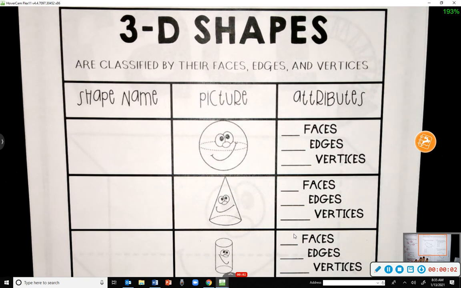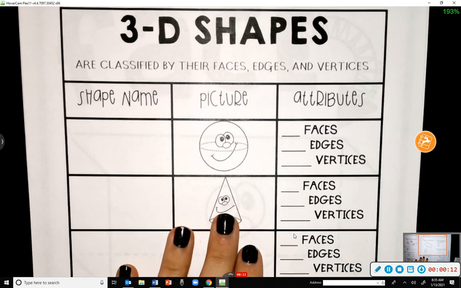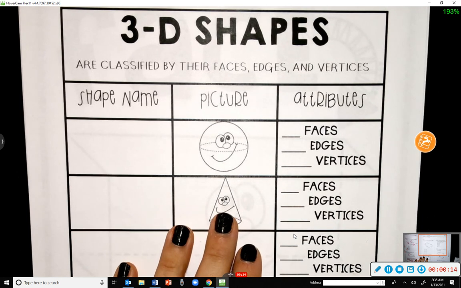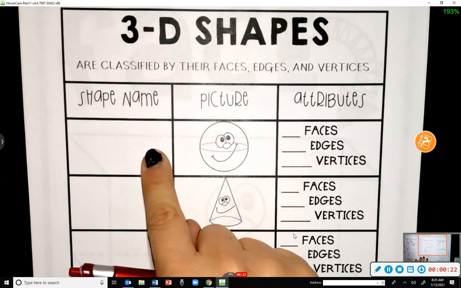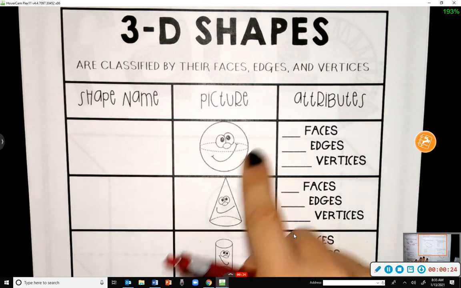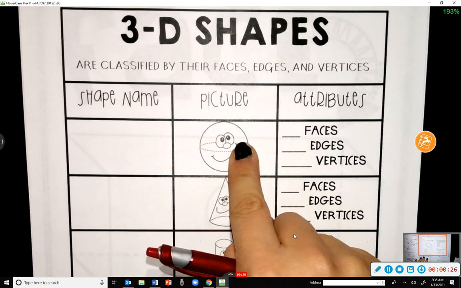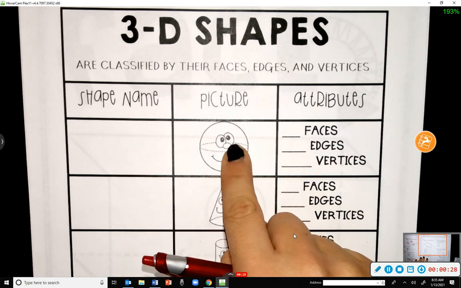Okay, so we are going to start working on 3D shapes this week, starting today, Wednesday, January 13th. So those of you at home, you will not have this paper. We are putting this in our math journals. So you need to have your math journal out at home, and you're going to be writing the shape name in your journal. You can draw a quick little picture if you want, but you don't have to have that.